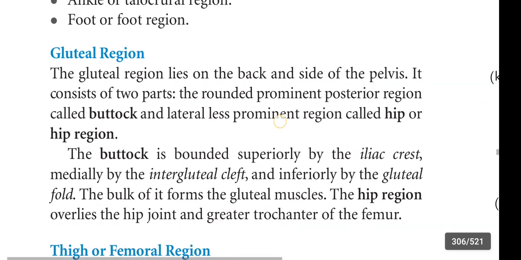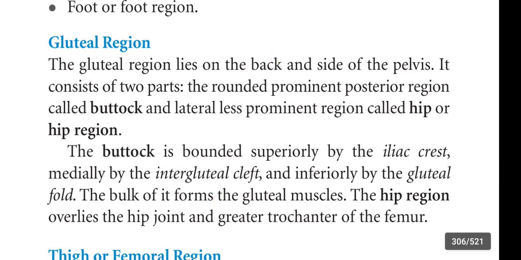First we are going to learn about the gluteal region. The gluteal region lies on the back and sides of the pelvis. It consists of 2 parts, the rounded prominent posterior region called buttock and lateral less prominent region called hip or hip region. Buttock is the posterior region, and hip or hip region is the lateral less prominent region.